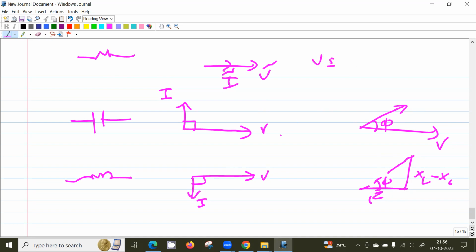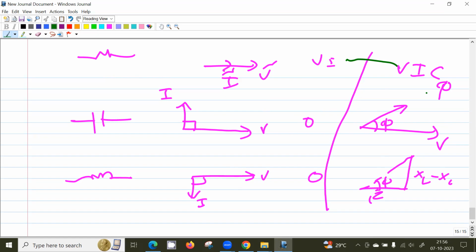So the power dissipated by this combination, the resistance, is V into I. By this pure capacitor it is 0. By this pure inductor it is 0. But if you have a combination, then voltage and current will be at a phase difference of phi. So in this case, the power will be V into I into cos phi. You can apply this to a pure resistive circuit where phi is 0. So if you put phi equal to 0, you get the power as V into I.